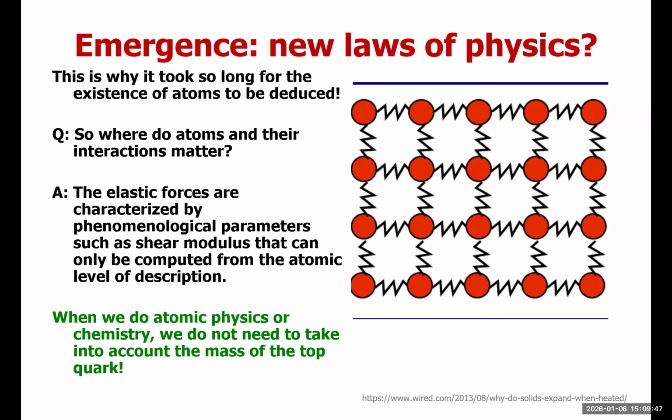This is why it took so long for the existence of atoms to be deduced. Because if you're doing experiments on a solid and all you see are balls and springs, and you don't really see the real atomic interactions, you don't even know atoms exist, well, then it's hard for you to find them. So where do atoms and their interactions matter? Of course they do matter.